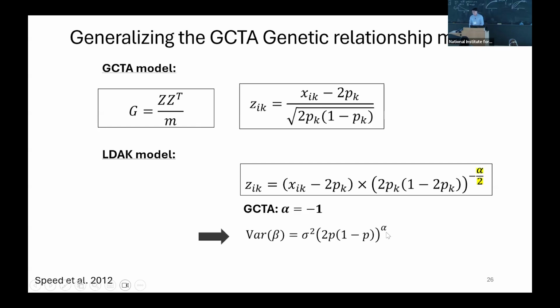For example, for -1, which is the default value in GCTA, rare variants have a higher effect on the phenotype, which is sometimes considered a proxy for natural selection. And with the alpha parameter, we can change how much more weight we give to rare variants.